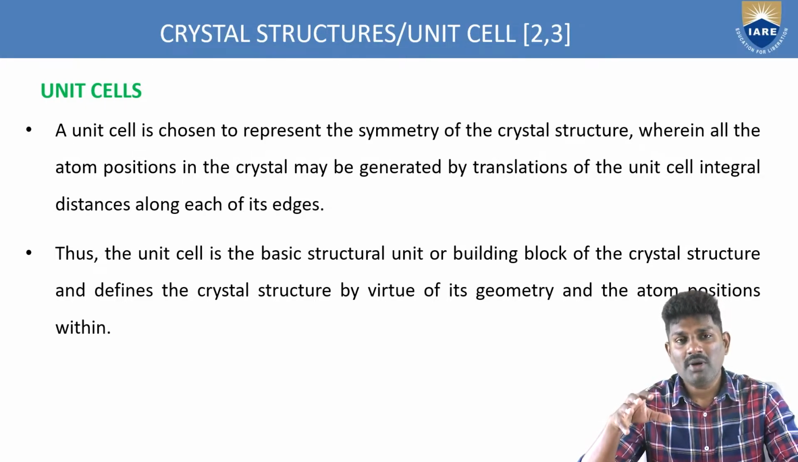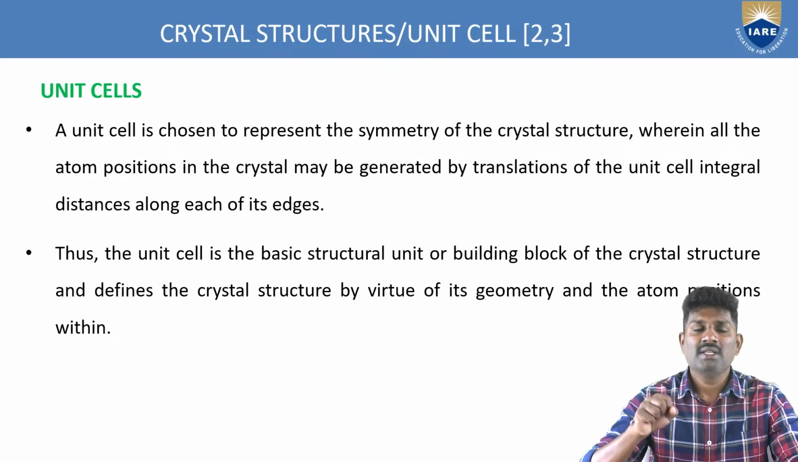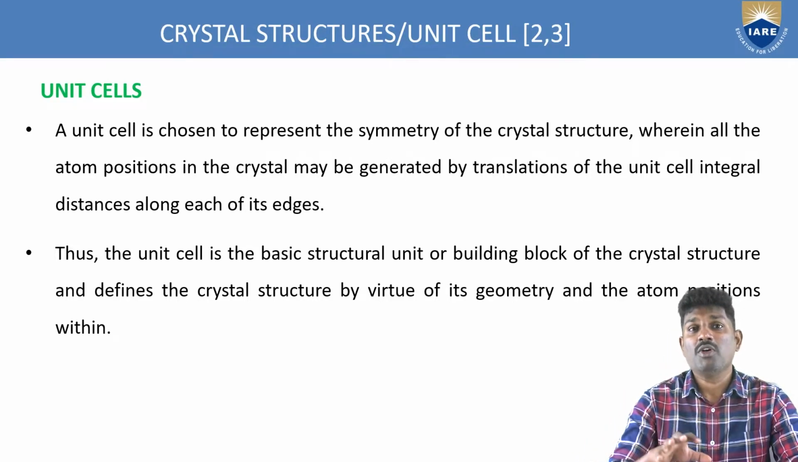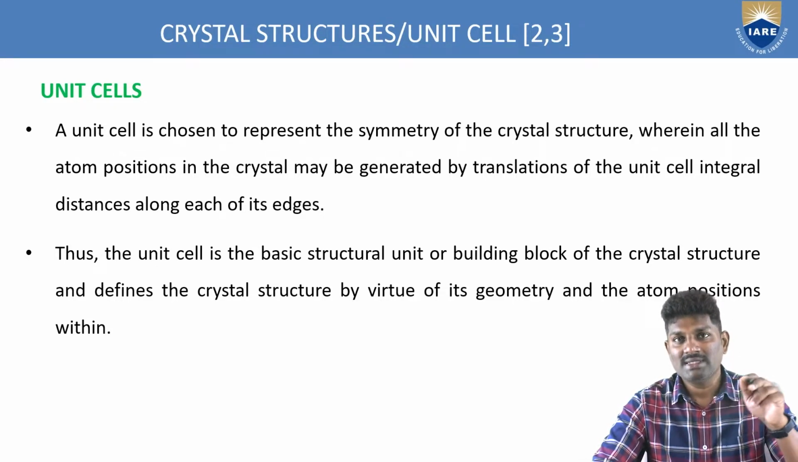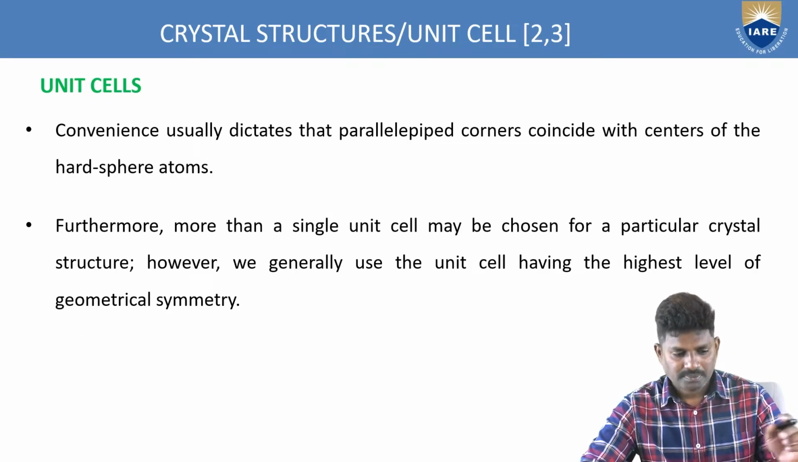So depending upon the unit cell, we can easily describe the material characteristics and how the arrangements are there in the unit cell. Based upon these arrangements, it is very easy for us to find out the complete structure. We can study the complete structure based upon the geometry of the unit cell as well as the arrangement of the atoms inside the unit cell. So we can easily find that.